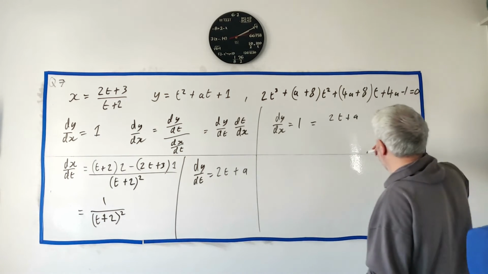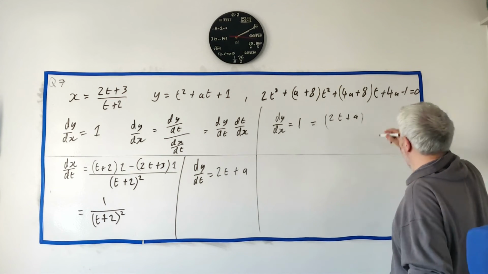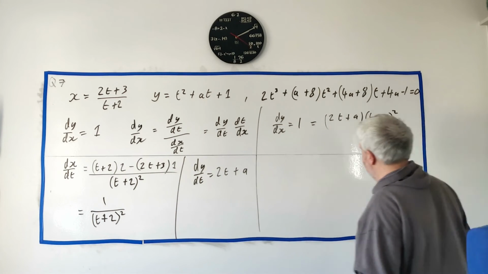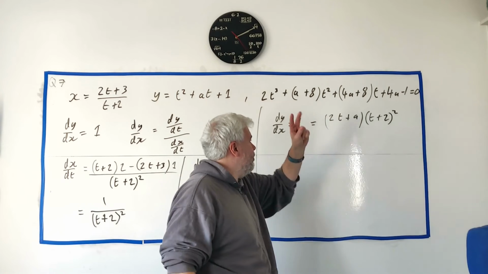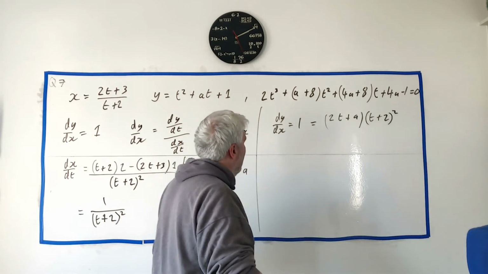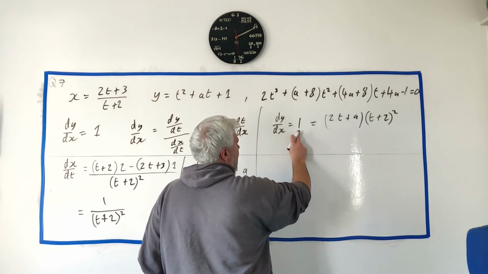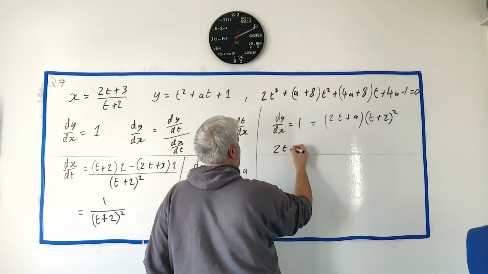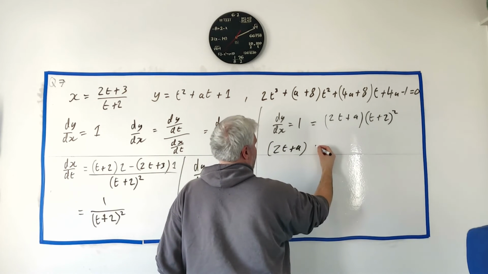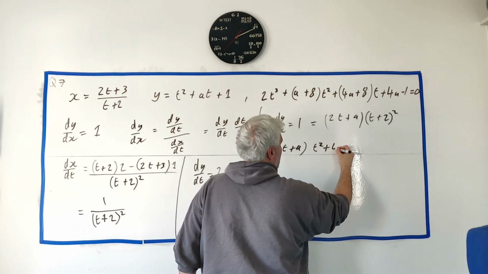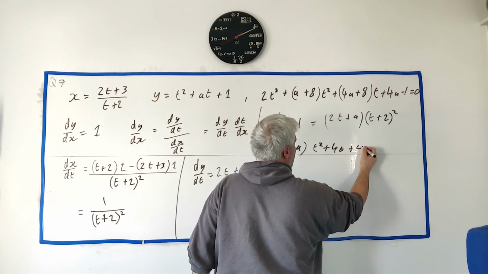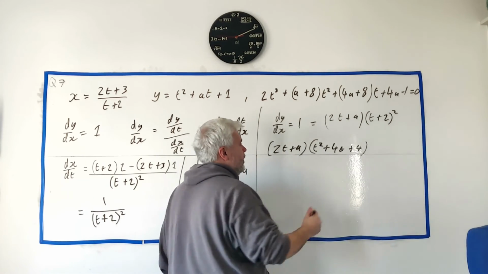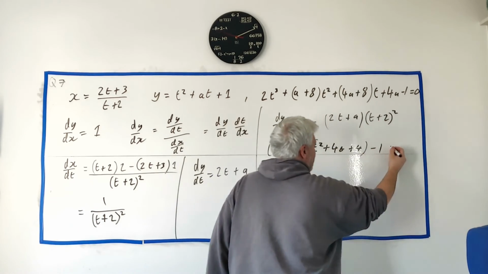Dividing by a fraction is the same as flipping it upside down and multiplying. So we've got (t plus 2) squared. And we just multiply this out and hope, fingers crossed, it looks the same as this, which I believe it does. Let's do this slowly. 2t plus a multiplied by this bracket expanded to t squared plus 4t plus 4, and we'll move the 1 over the equals and we get minus 1, and we'll move the equals down the end as well.